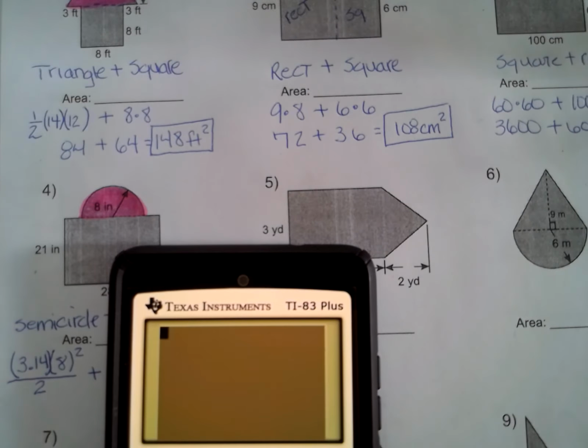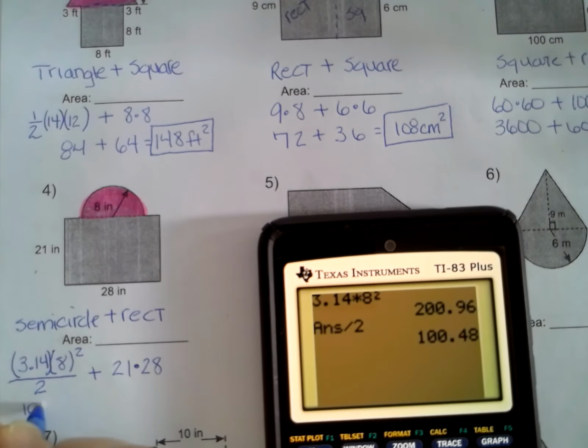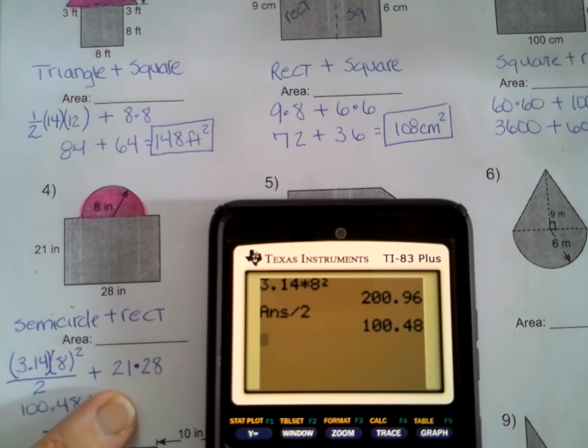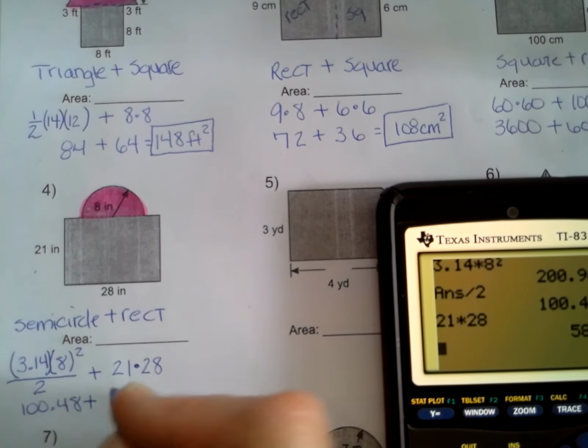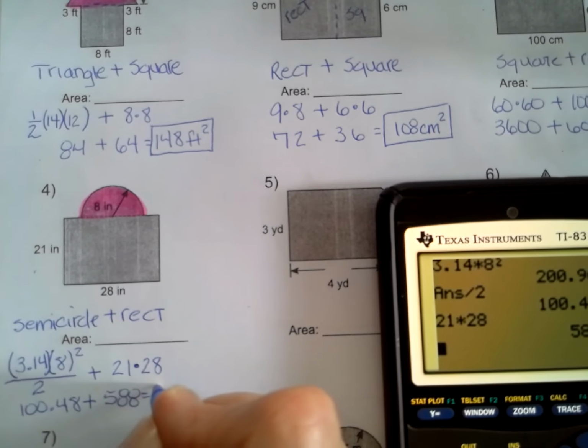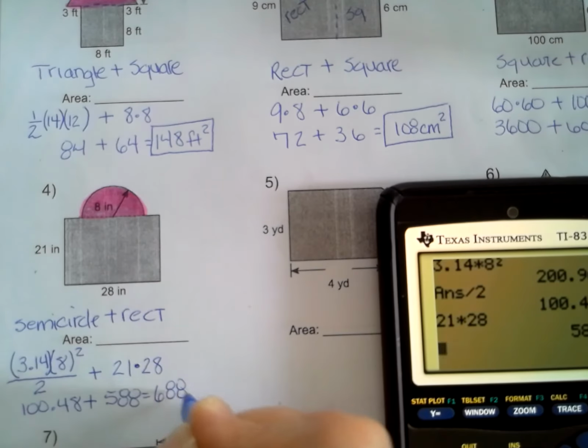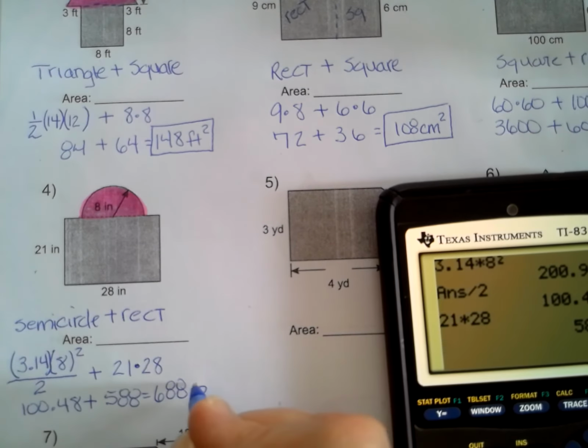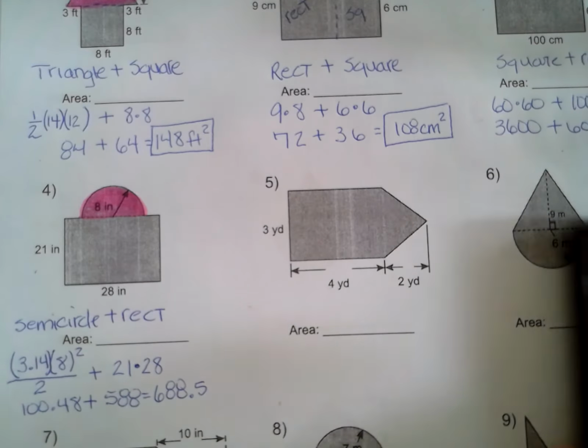Okay, so we've got 3.14 times 8 squared. Then we're going to divide that by 2. So we get 100.48. And then we're going to multiply 21 times 28. And we get 588. We add those together and we get 688, and you could say 0.48 or 0.5, and that's going to be in units of inches squared.